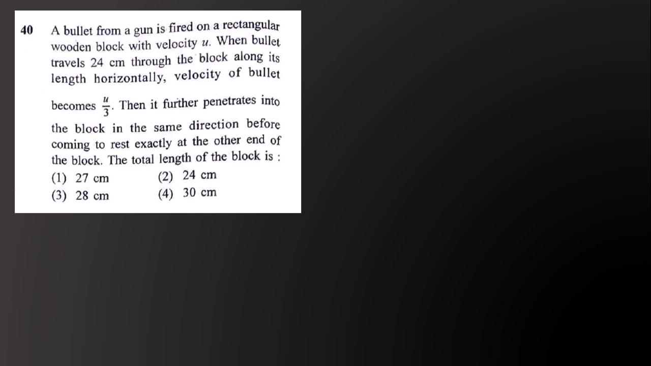This question says that a bullet from a gun is fired on a rectangular wooden block with a velocity u. That means when it enters, that time the velocity of the bullet was u. When the bullet travels 24 centimeter through the block along its length horizontally, then the velocity of the bullet becomes u by 3. Then it further penetrates into the block in the same direction before coming to rest. So what is the total length of the block? That's the question.